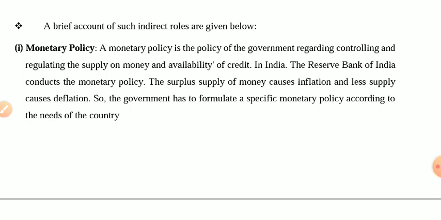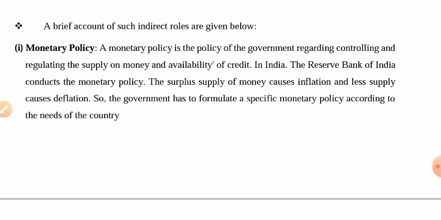As we all know, if the supply of money increases in the economy, there is more purchasing power. If the consumer has more purchasing power, then it causes inflation. And if consumers have less purchasing power, or less money, then this causes a situation of deflation. So to remove these situations in the economy, like inflation and deflation, the government uses monetary policy with the help of RBI.